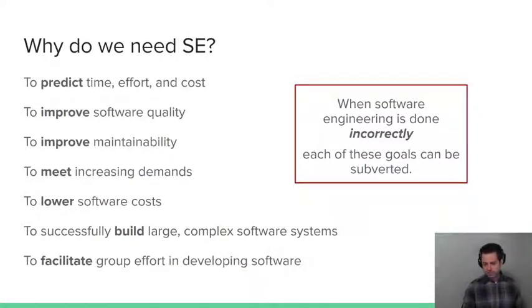I've got a list of points here. I'm not going to read them all because I know you can all read too. But basically, software engineering is going to improve the quality of your software. It's going to help with our predictions for cost estimation, which in the business world is a huge chunk of why we do anything. We want a balance of meeting demand, lowering costs, and being able to actually make functioning systems happen. When you think of software engineering, think more of a process that you're following.